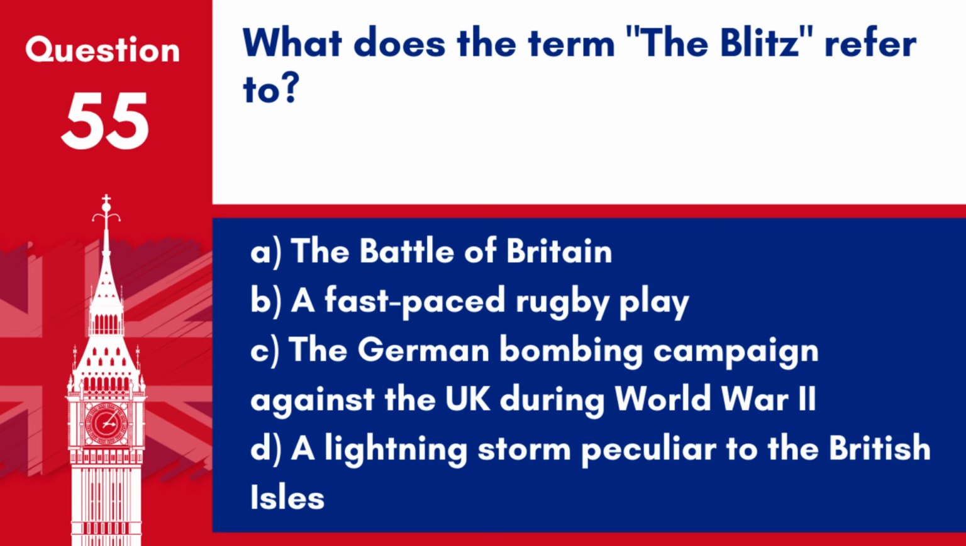Question 55. What does the term the Blitz refer to? A. The Battle of Britain. B. A fast-paced rugby play. C. The German bombing campaign against the UK during World War II. D. A lightning storm peculiar to the British Isles. Answer C. The German bombing campaign against the UK during World War II. The Blitz saw extensive bombing of British cities between 1940 and 1941.